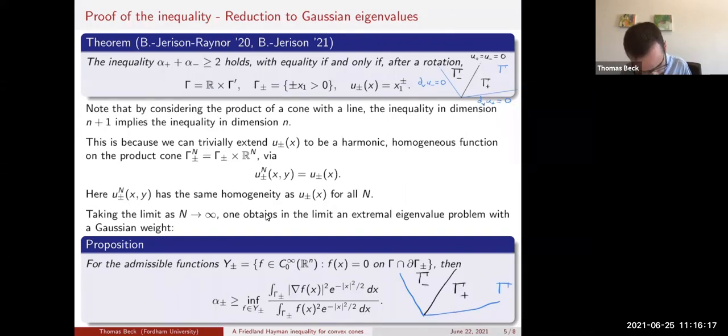And then we're imposing that our test functions in our Gaussian eigenvalue problem satisfy that f is equal to 0, or the test functions vanish on the common boundary between gamma plus and gamma minus, and then we leave them to be free on the Neumann part of the boundary. And then we get this relationship that bounds from below alpha plus and alpha minus in terms of this Gaussian eigenvalue.